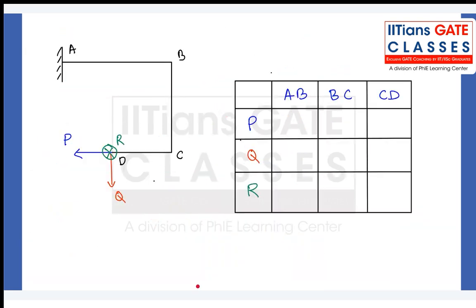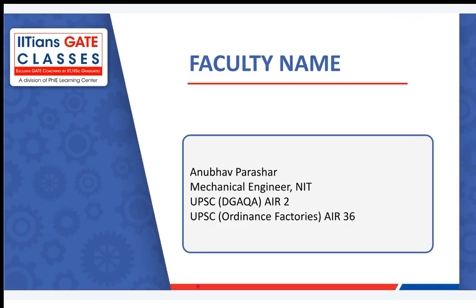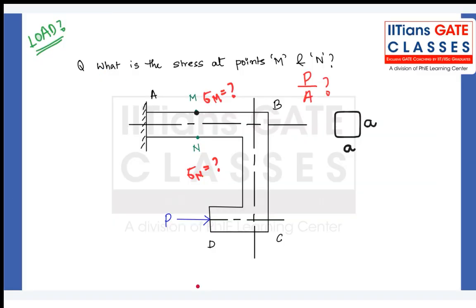Let us try to solve a small problem here. Okay, we will not go deep. Instead, let us go back here. Did you see this? Let us try to figure out what is P for the member AB.